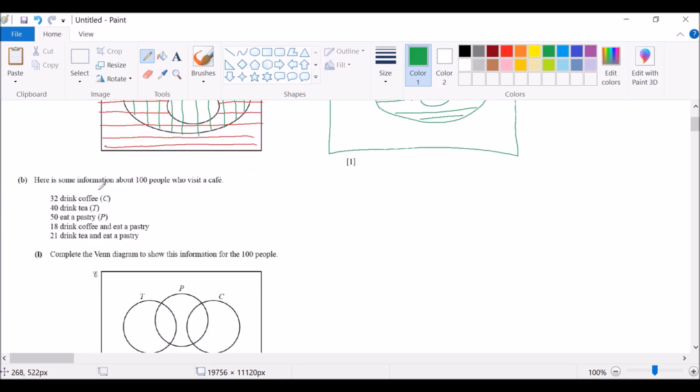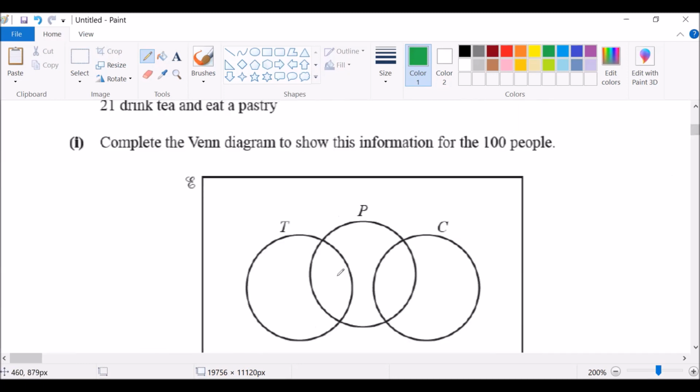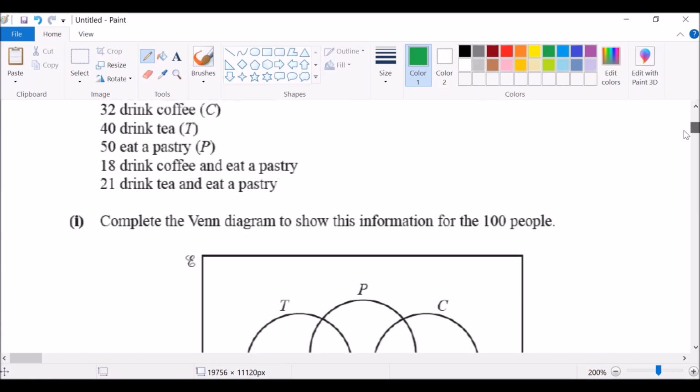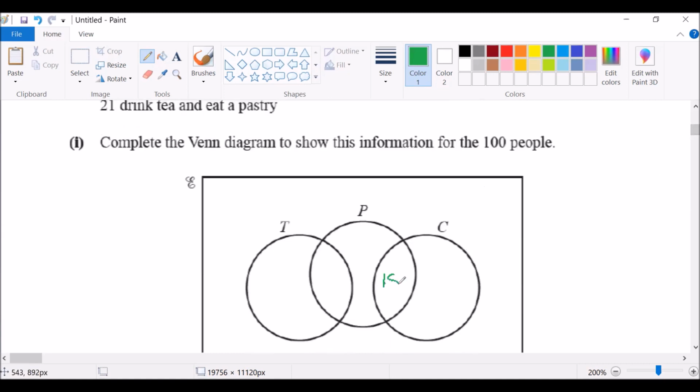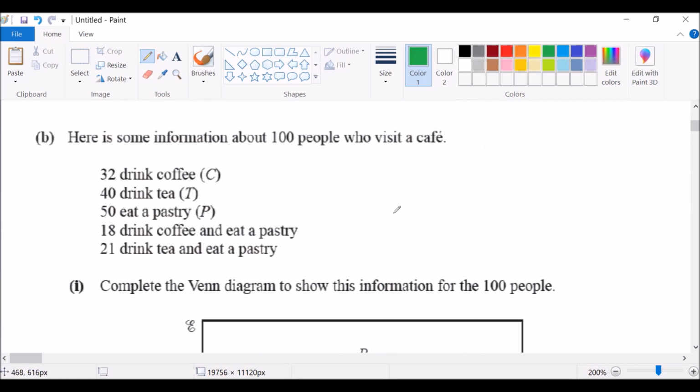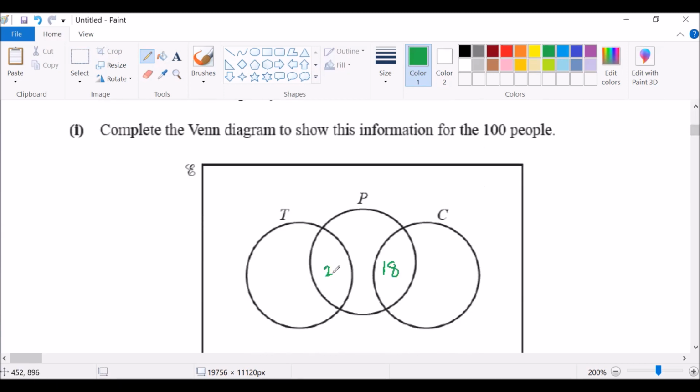Let's go to B. Here is some information about 100 people who visit a cafe. 32 drink coffee, C. 40 drink tea, 50 eat pastry, 18 drink coffee and eat pastry, 21 drink tea and eat pastry. Complete the Venn diagram. We do it from inside going out. These intersections are what we would want to fill in mostly. 18 drink coffee and eat pastry, so 18. 21 drink tea and eat pastry, so 21.